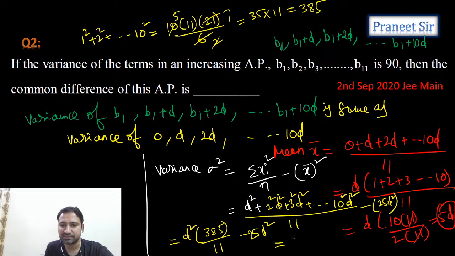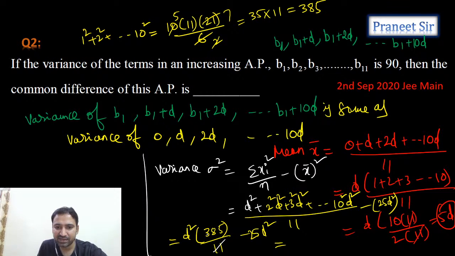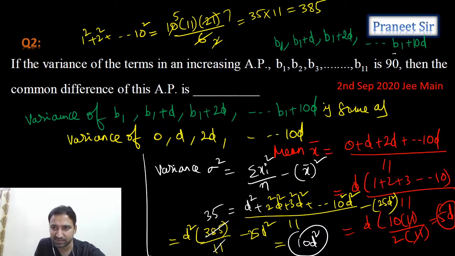So let's simplify this. How many times will 11 go into 385? Is it 35 times? So in total we get 10D square. So 10D square is the variance, but that variance is given as 90. So can I equate 10D square equal to 90? So from this, are we getting D equal to plus or minus 3?